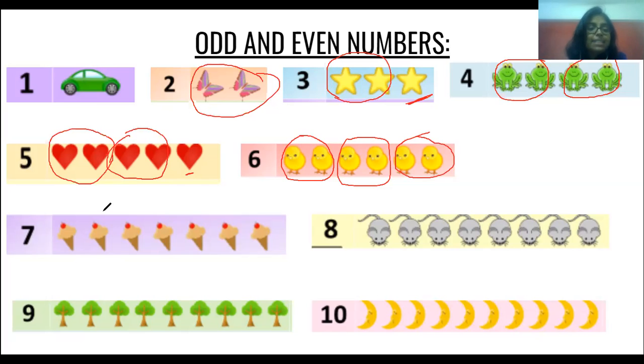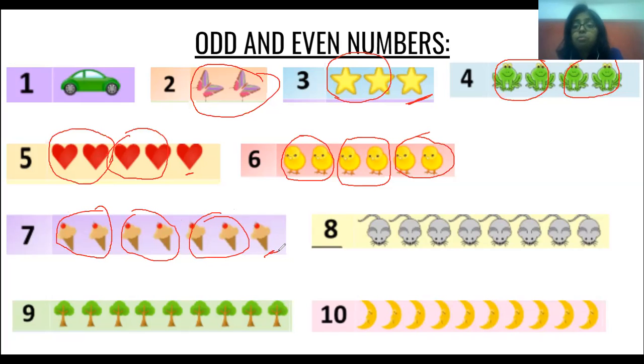We see 7 ice creams here. Let's start grouping them. So partner, partner, partner. Oh my God, this does not have a partner, which means it cannot be grouped in a pair of 2. So this is an odd number.